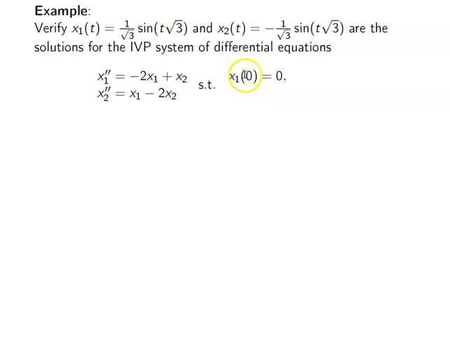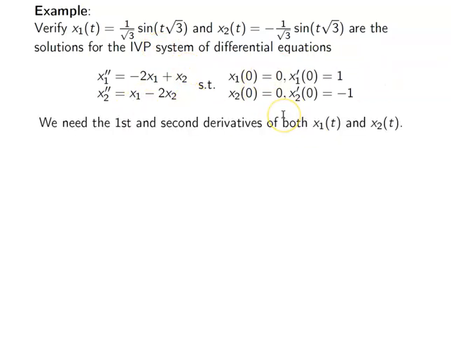Now I have the conditions that when I plug in 0 for x1, I should get out 0. When I plug in 0 to the first derivative of x1, I should get out 1. When I plug in 0 to x2, I should get out 0. And when I plug in 0 to the first derivative of x2, I should get out negative 1. So these are all things that are happening at 0. So this is an IVP, right, as stated above. So this is a second order, linear, homogeneous IVP. Okay, that's how I would classify this.